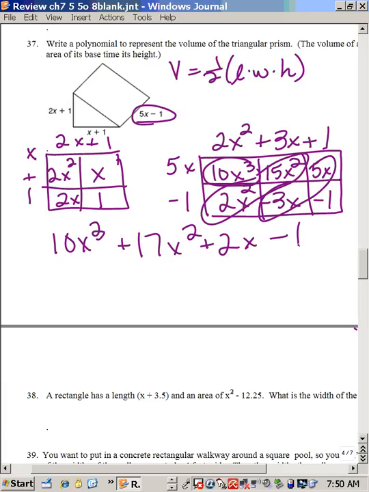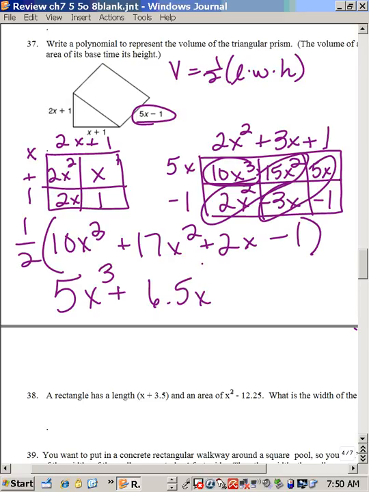Now what did I forget to do? I need to half everything because a triangular prism is half of a rectangular prism. Final answer, 5x cubed plus 6.5x squared plus x minus 0.5.